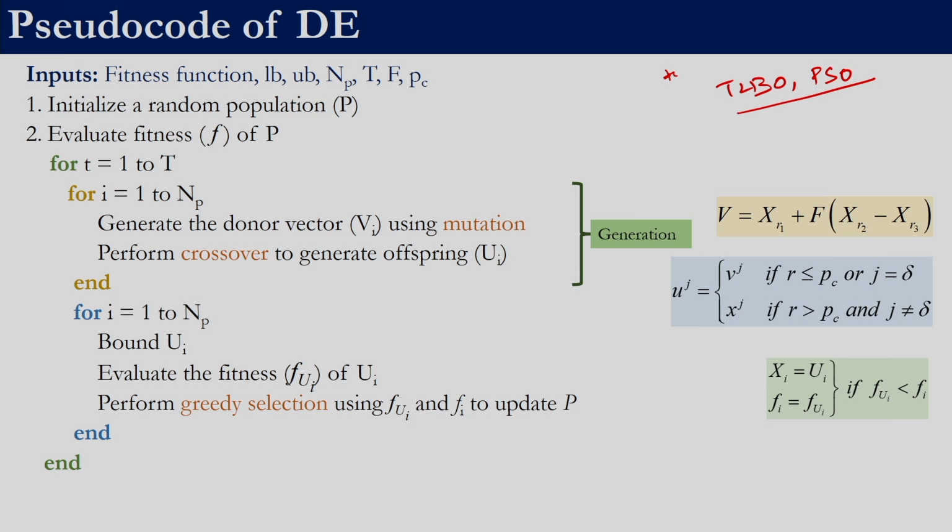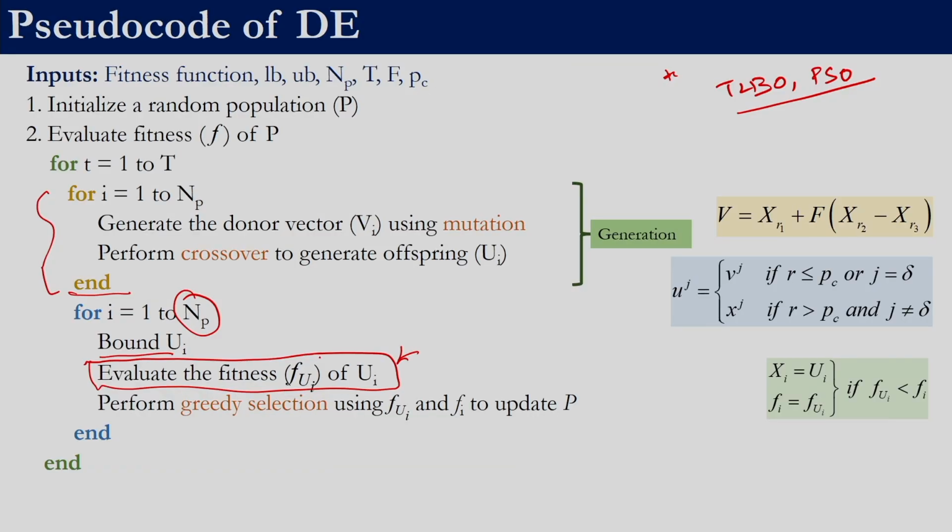whereas in differential evolution, this part helps us to create all the solutions. Once all the solutions are created, we need to bound them, and then we need to evaluate the fitness function. So here we have all the NP members together. Here we are not generating one member, updating the population and then generating the second member.